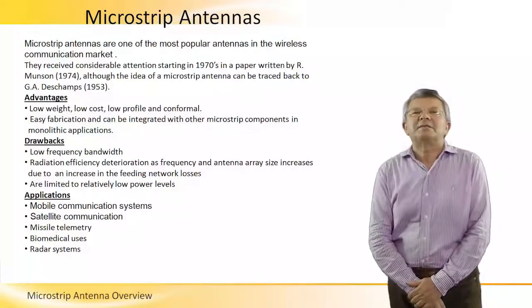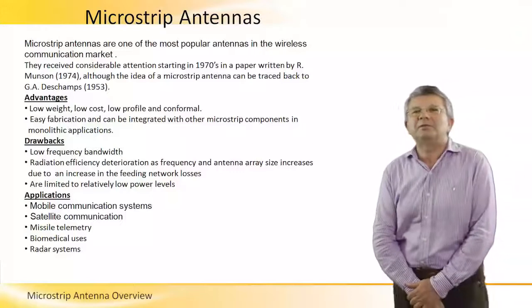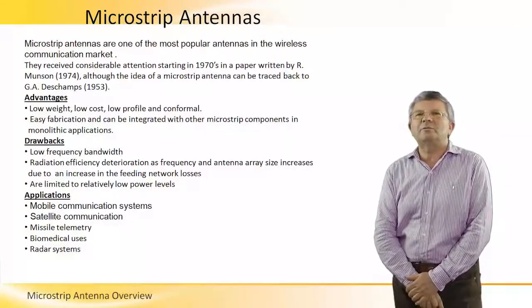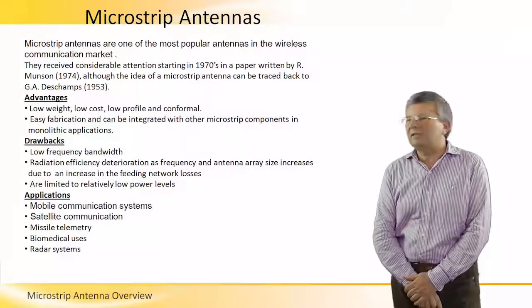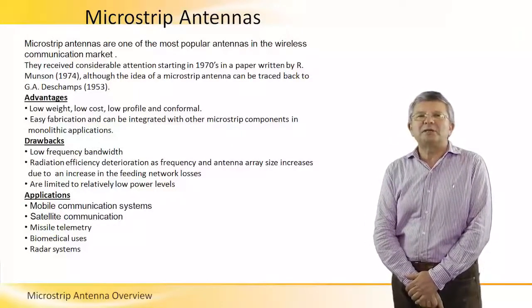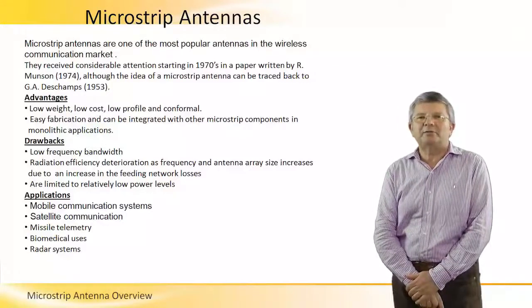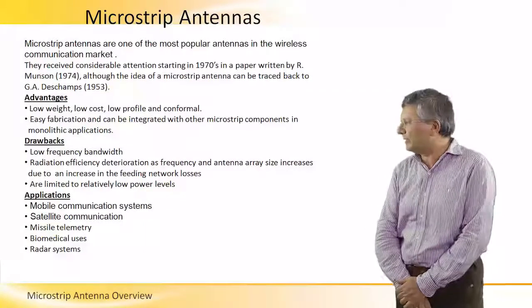Microstrip antennas received considerable attention starting in the 1970s in a paper written by Robert Munson, although the idea of microstrip antenna can be traced back to Deschamps back in 1953. The major advantages which make the microstrip antenna so popular are they are low weight, low cost, low profile, and they can fit any shape, therefore they are conformal.